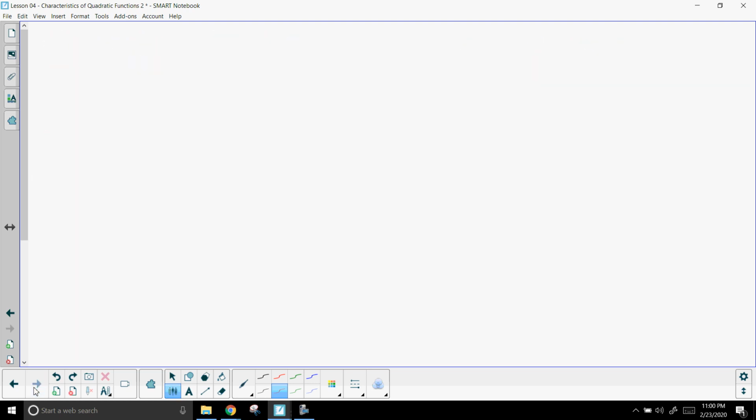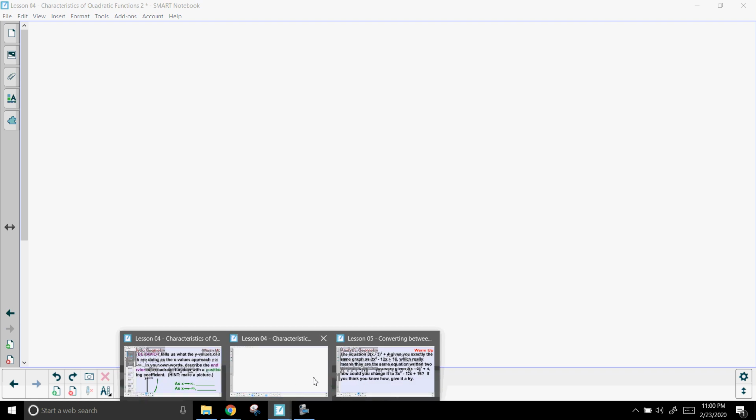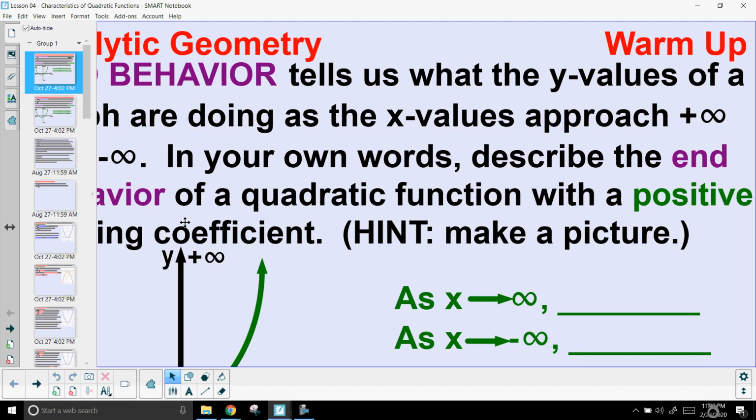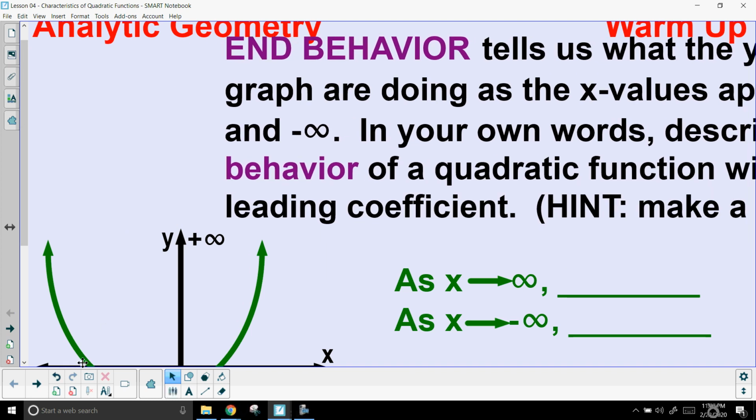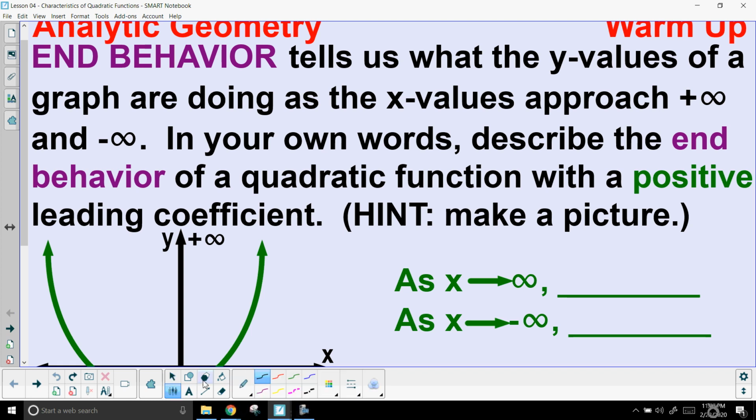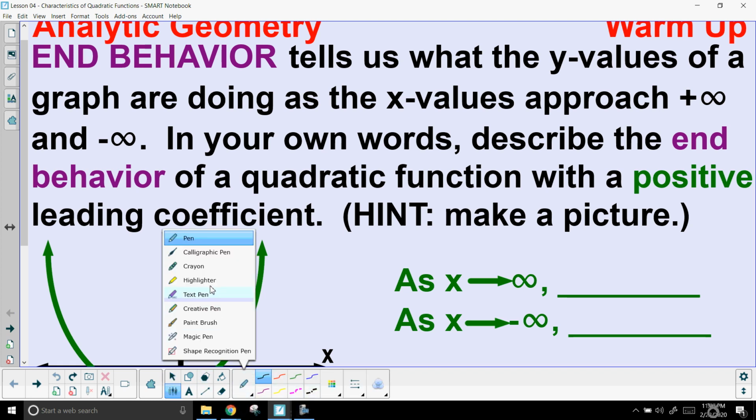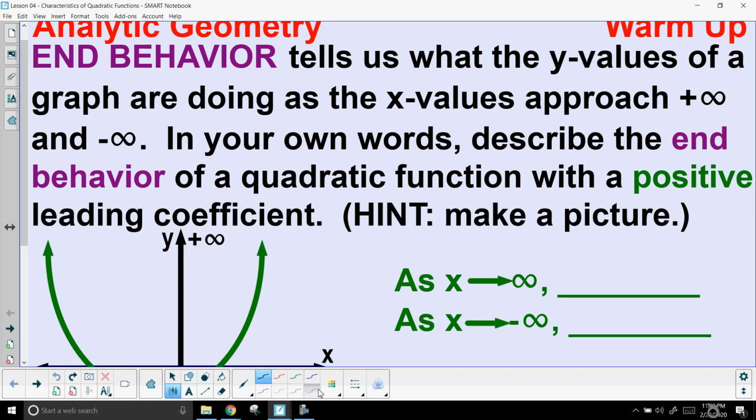We're going to need to write this down. End behavior. Just trying to underline it. End behavior tells us what the y values of a graph are doing as x values approach positive infinity and negative infinity.